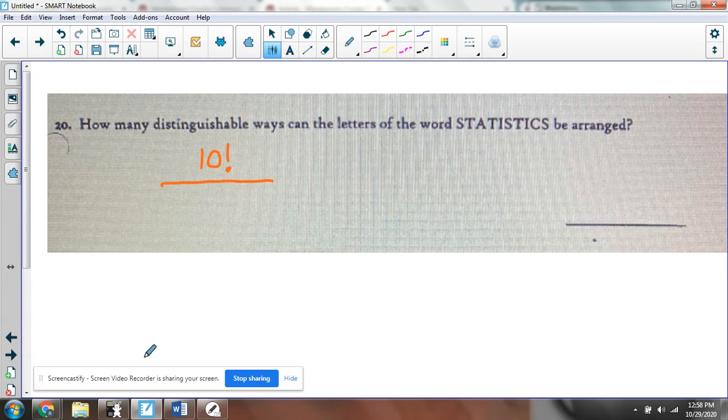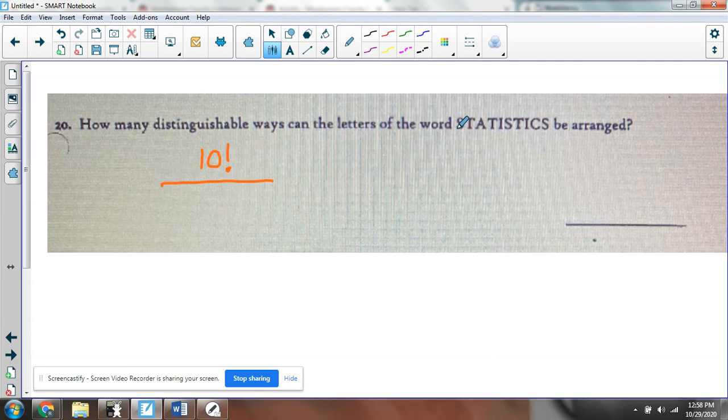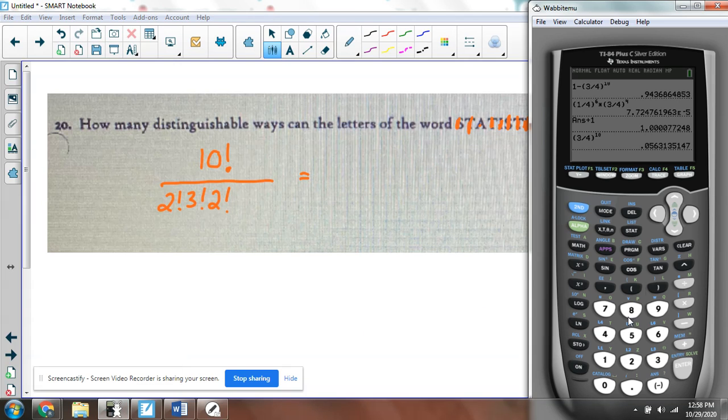over all the duplicates. So we have, let's see here. We have how many s's? We have 3 s's, that's 3 factorial. We have 3 t's, that's 3 factorial. We have 2 i's, 2 factorial. And the rest, there's just 1 of, so we don't care about that. So it's 10 factorial over 3 factorial times 3 factorial times 2 factorial.